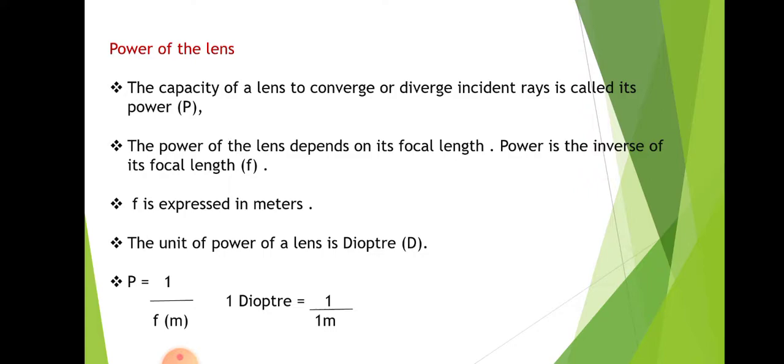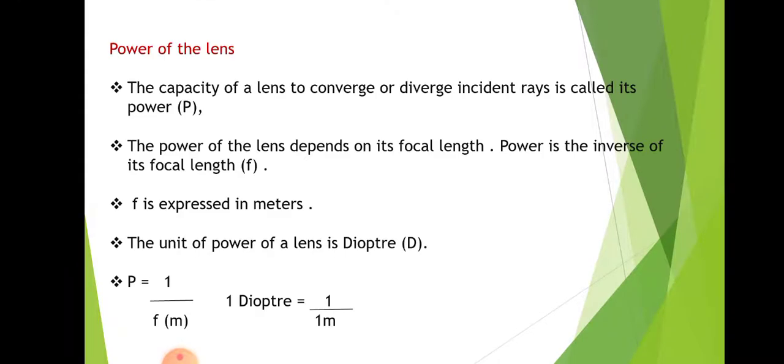Then the power of a lens. What is the power of the lens? The capacity of a lens to converge or diverge the incident rays. Whether the incident rays are to be converged or diverged, that capacity is called the power of the lens. The power of the lens depends upon its focal length. Power is the inverse of the focal length, here you can see 1 upon f.